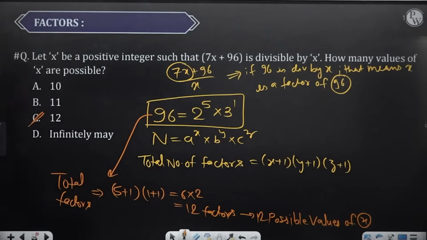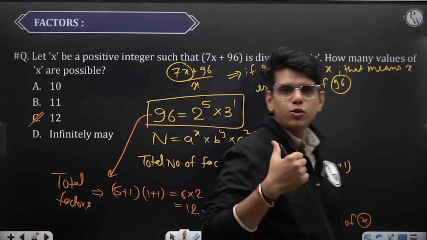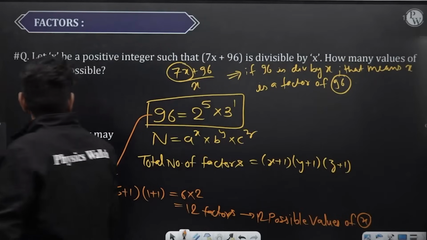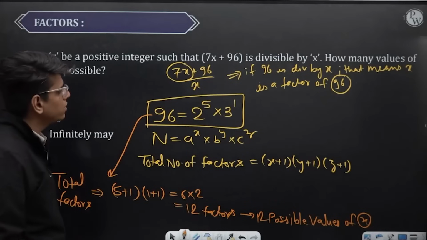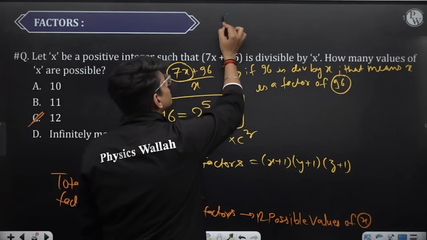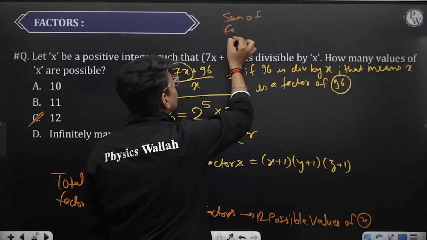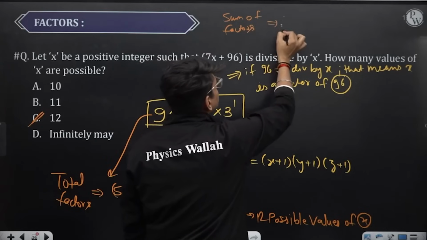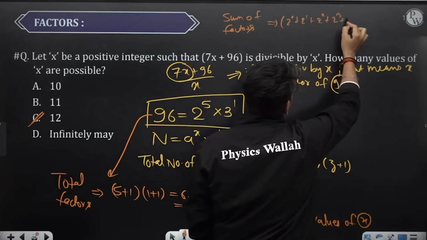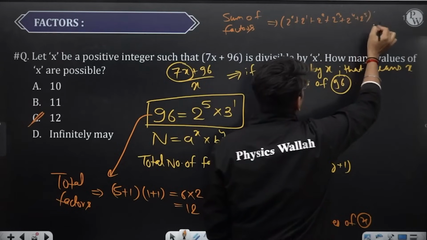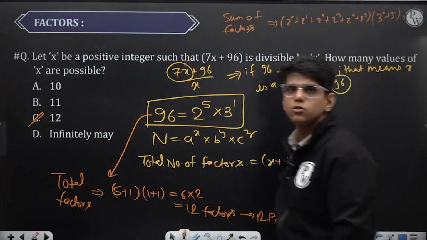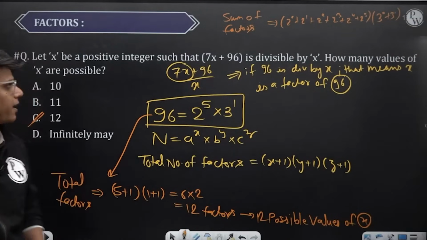Okay. So if you get a question on factors, remember this formula for how to calculate the total number of factors. In this, if they ask you what is the sum of the total factors, then the sum of the factors is written as 2 to the power 0 plus 2 to the power 1 plus 2 to the power 2 plus 2 to the power 3 plus 2 to the power 4 plus 2 to the power 5, into 3 to the power 0 plus 3 to the power 1. You can calculate this. So this is how you find the total sum of the factors also.